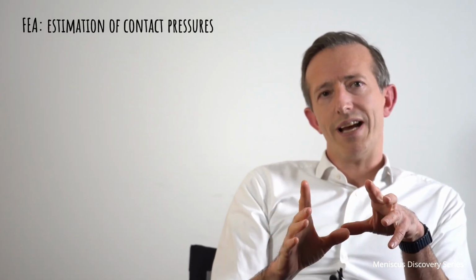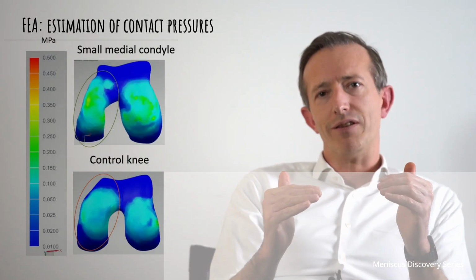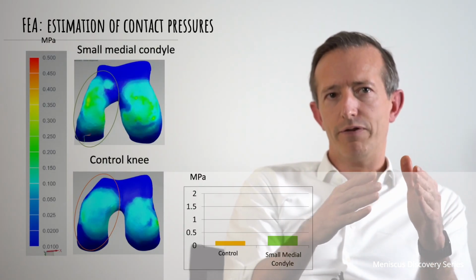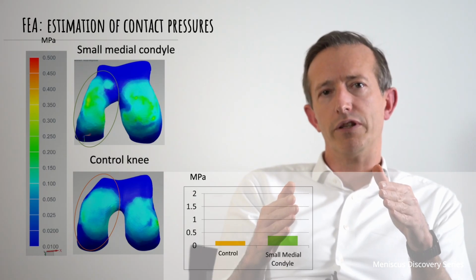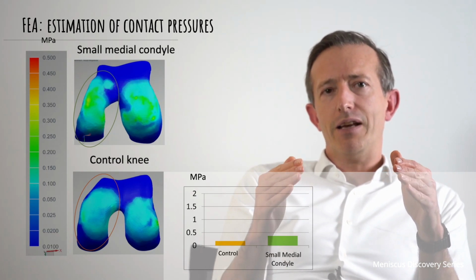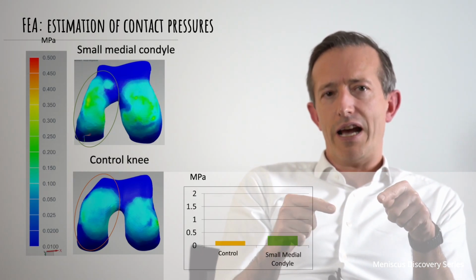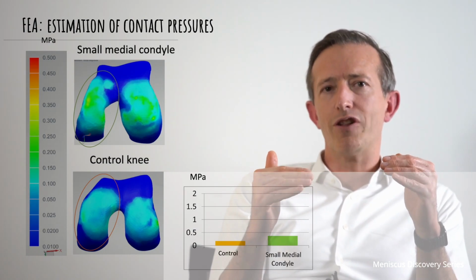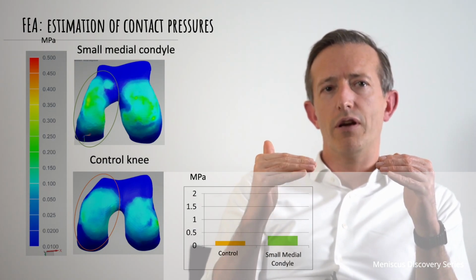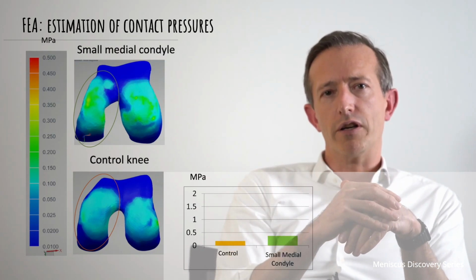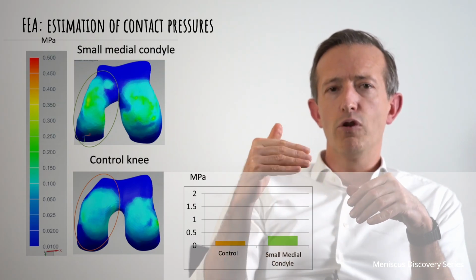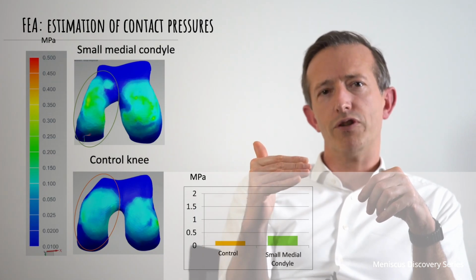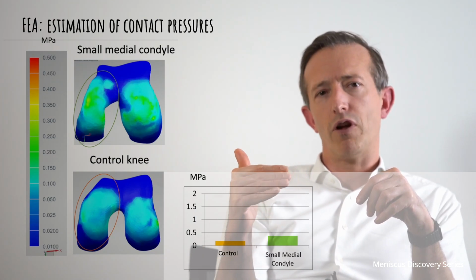But we now know that if you look at the stresses and the pressures in the control knee, a normal knee, versus the small medial femoral condylar knee, if the meniscus is intact and well functioning, the differences are quite limited. There's not that huge pressure on the cartilage. However, if you lose your meniscus, then there is an explosion of forces in the small medial femoral condylar knee versus the normal knee.